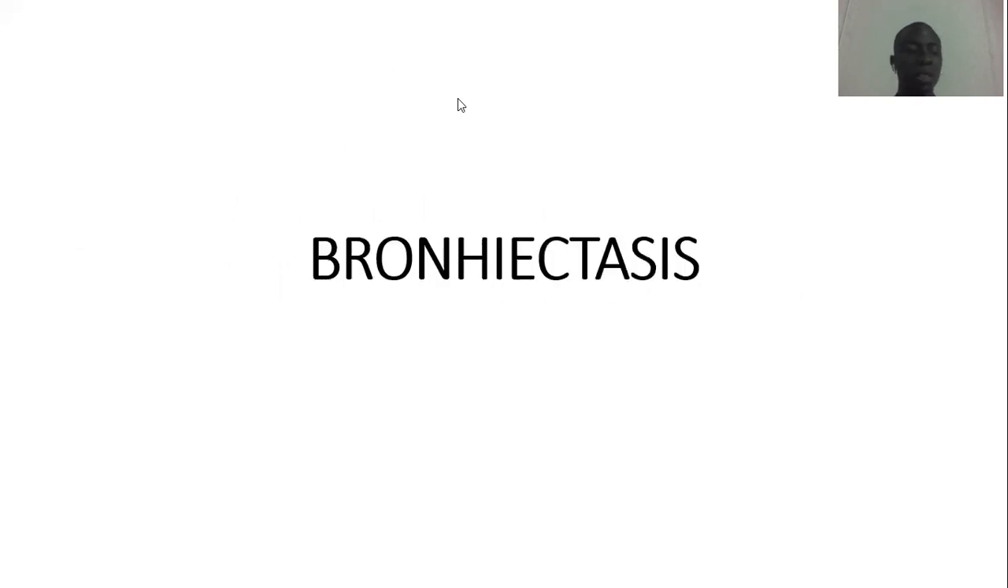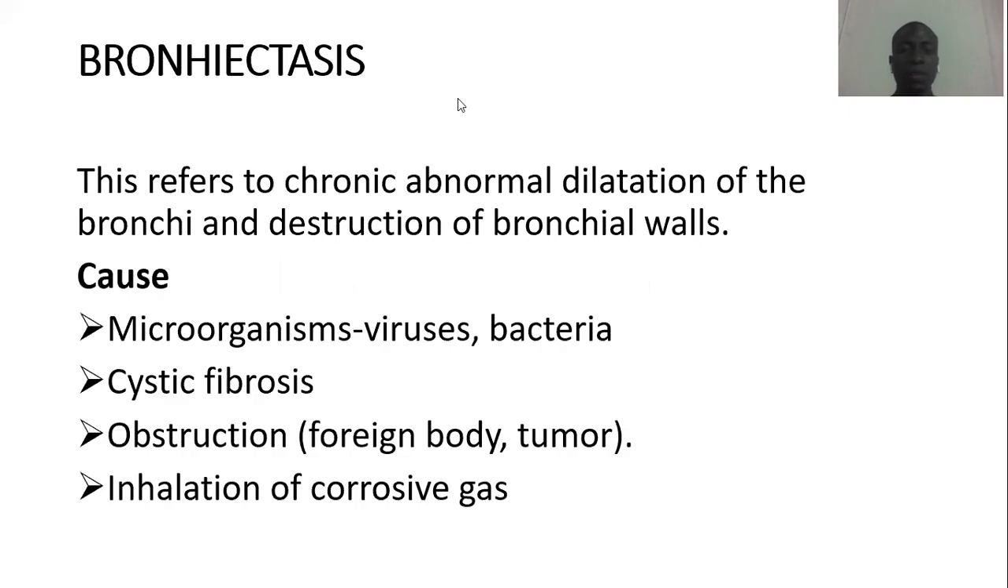We're going to look at bronchiectasis. Bronchiectasis refers to the chronic abnormal dilatation of the bronchi and destruction of the bronchial wall.